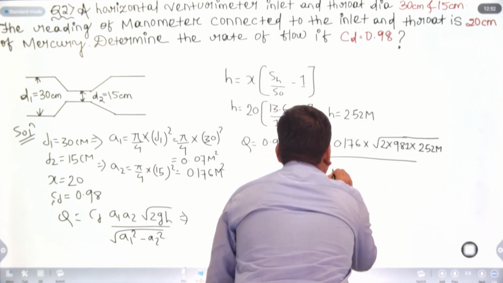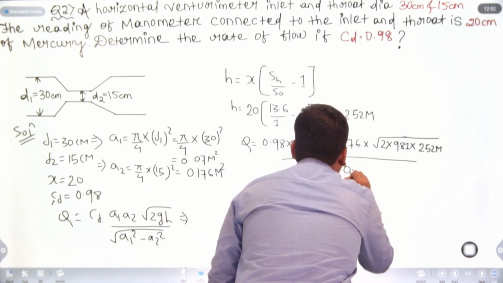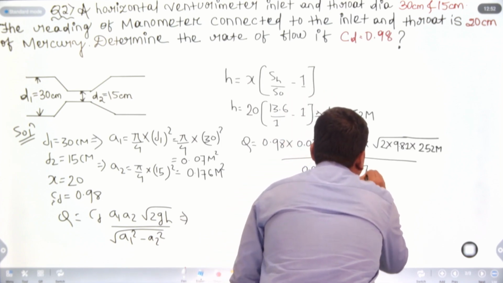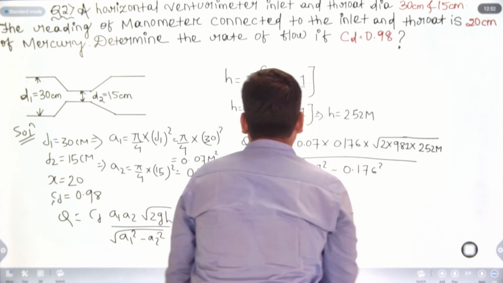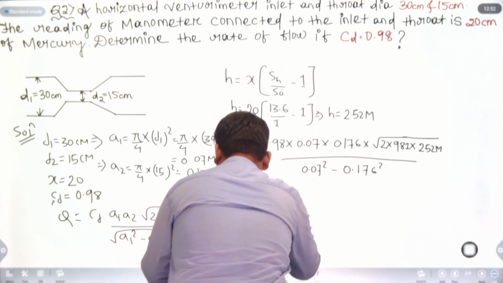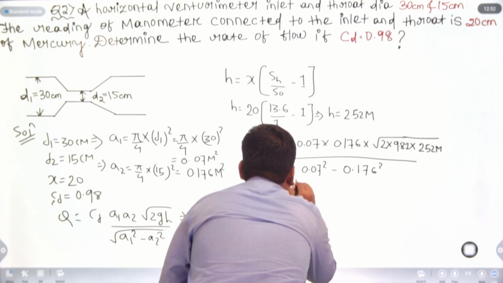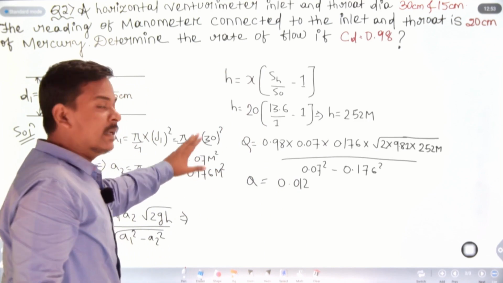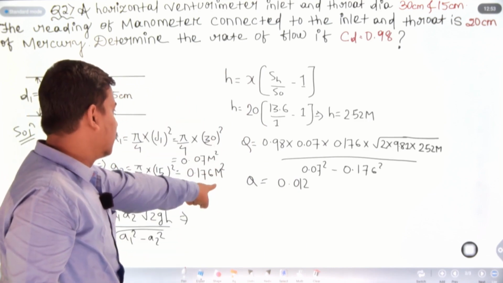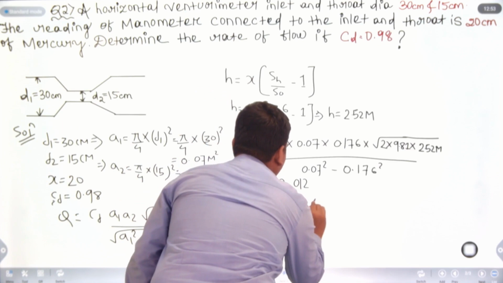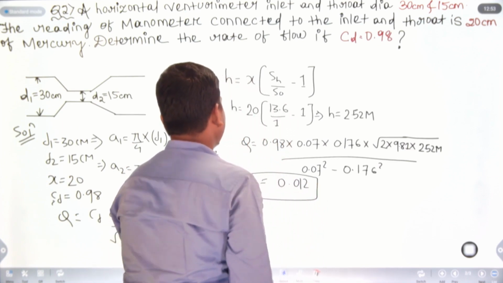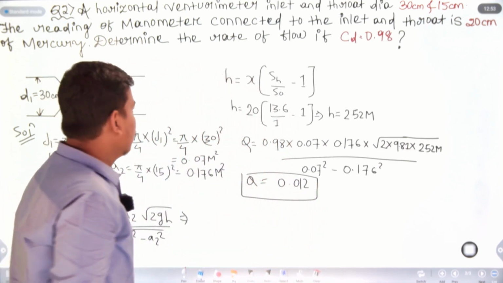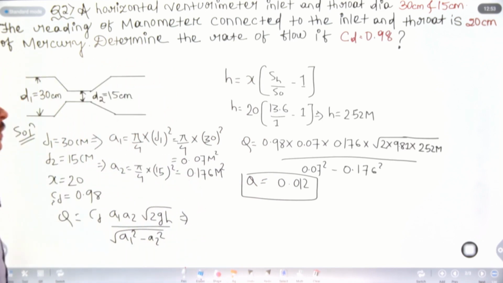0.07 square minus 0.176 square. Your Q value is equal to 0.012. By calculating it in a scientific calculator, the value is, your Q is equal to 0.012. I think everyone should be clear in this problem, no doubt. Then comes to the next problem.